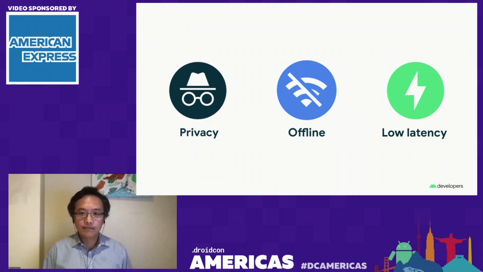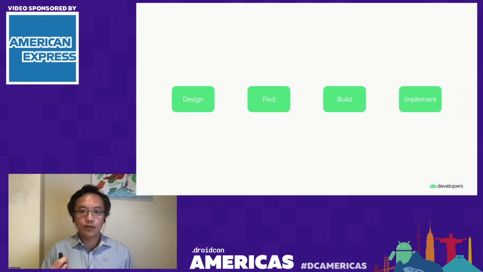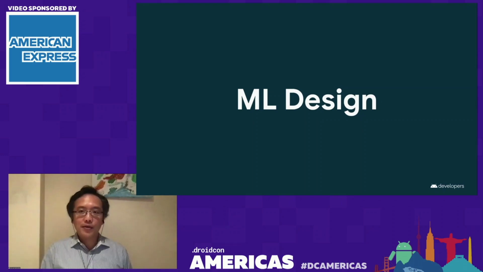So for the rest of this talk, I will go through the 4 different steps of building for machine learning, from design to finding a model, to building a model, to actually implementing it in your Android app. So let's kick off with ML design.